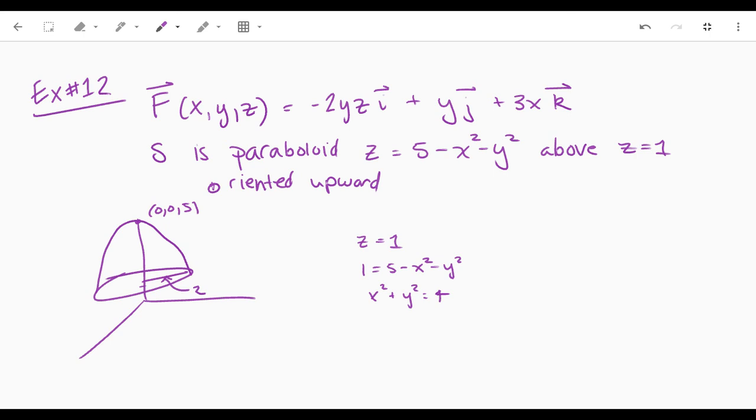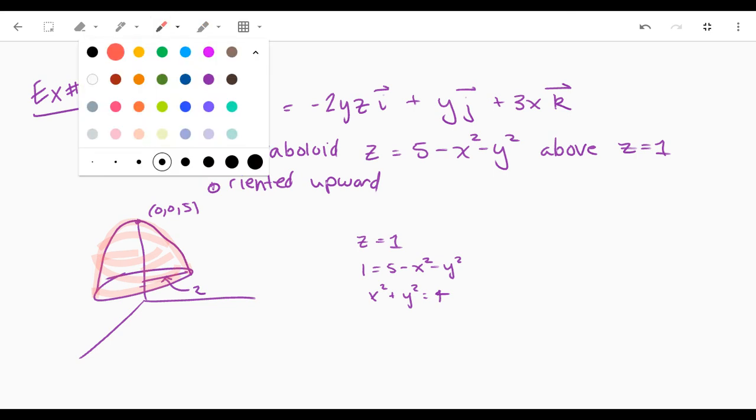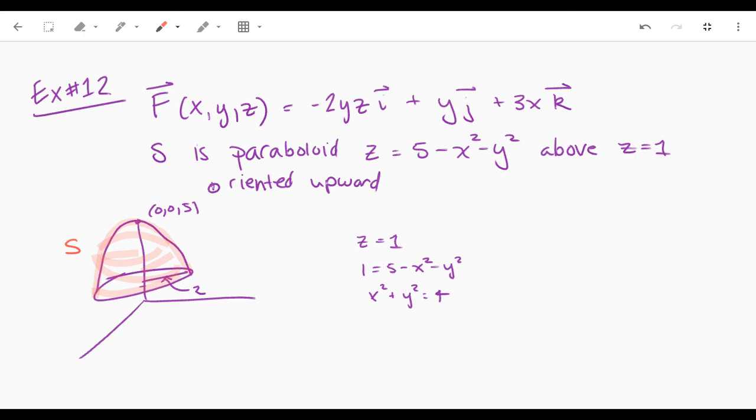Okay, so let's be clear here of what all these pieces are. This whole paraboloid, that is S, your surface. And this piece here is the boundary. That is C.